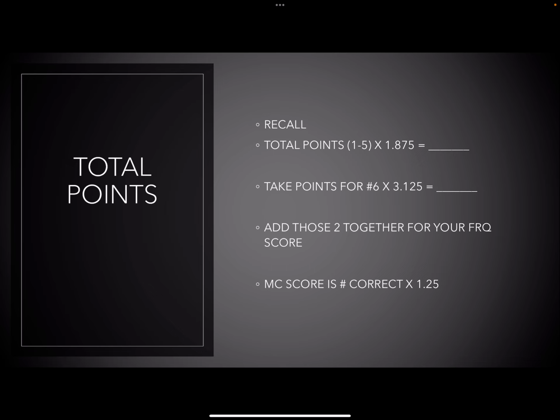Remember that the MC has 40 questions, and you're going to multiply those by 1.25, and that would also get you the scoring. We don't have the cut scores yet as far as what's a 5, 4, 3, 2, and 1 on this scoring. My anticipation is that a 5 would probably be somewhere close to a 70, a 4 would be somewhere close to a 58, and a 3 would probably be somewhere close to about a 45. Those are my guesses, and I hope this helped.